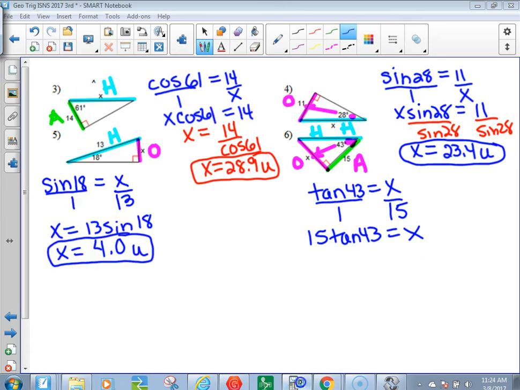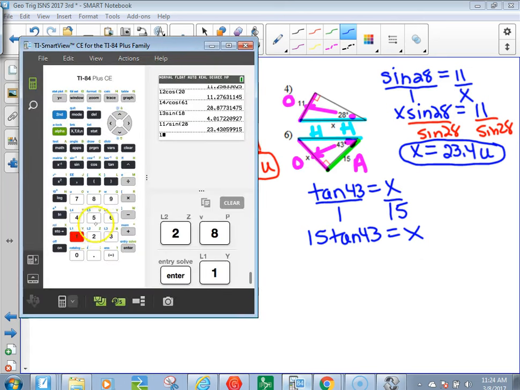15 tan 43. All right, I'm guessing some of you are ahead of me. 13.98 would round to what? 14.0 units.